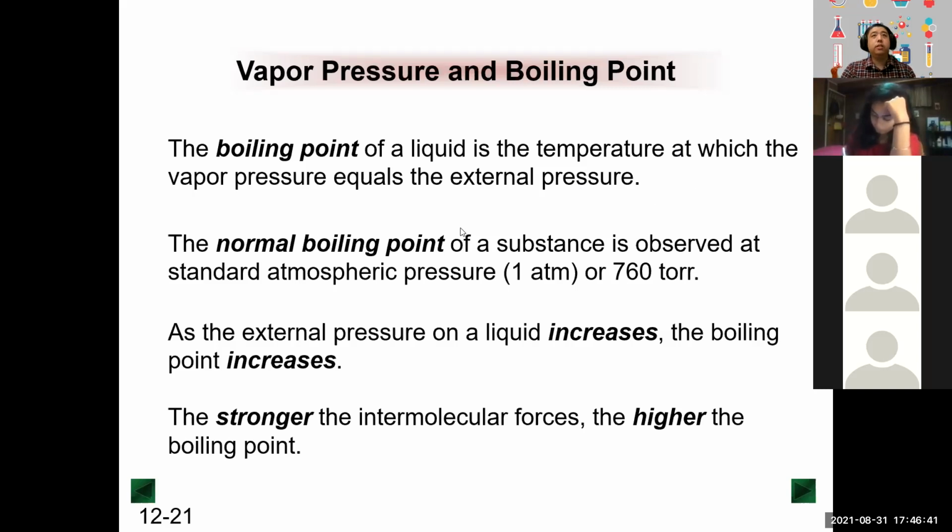Okay, so let's continue then. Once again, boiling point and vapor pressure are related to each other, but ideally you want to look at the intermolecular forces. The stronger the intermolecular force, the lower the vapor pressure. Any questions so far? All right, let's continue.